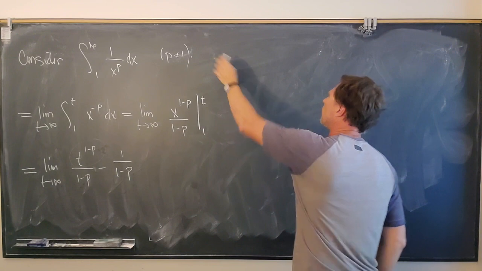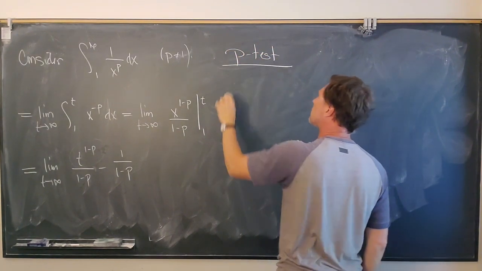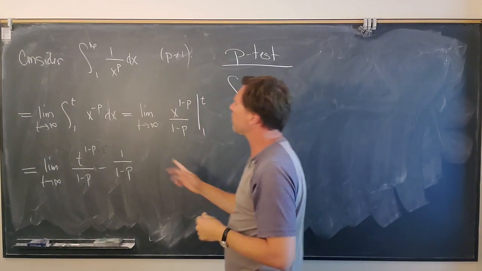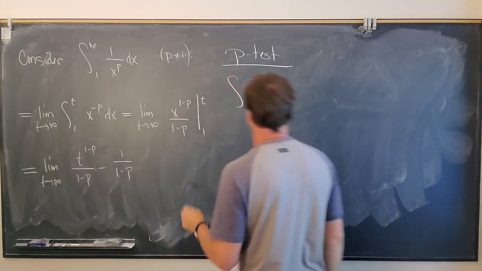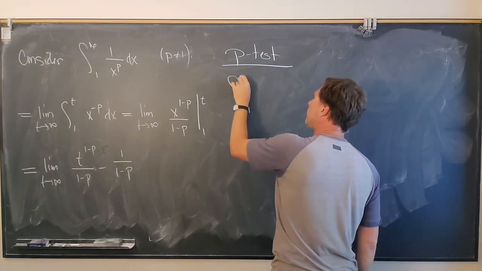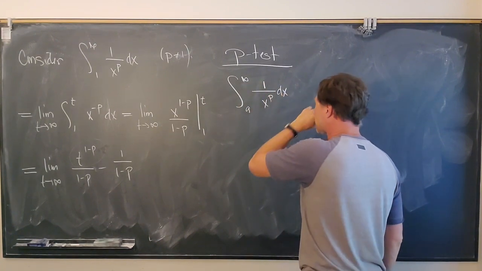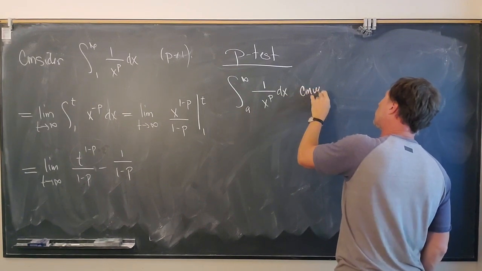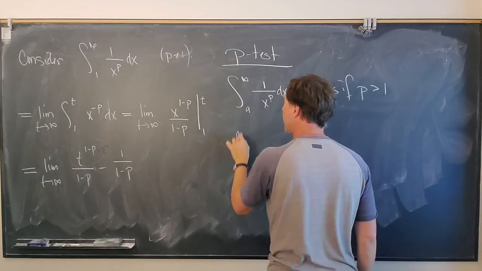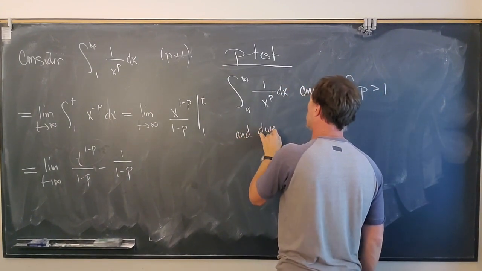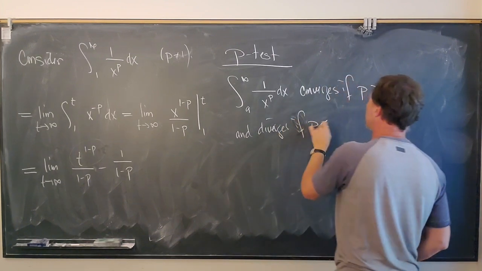And so that leads us to a theorem called the p-test, and it goes like this. I did this with a 1. It really doesn't matter what number I have here as long as it's greater than 0. So let's write it like this: the integral from a to infinity of 1 over x to the p dx converges if p is strictly greater than 1 and diverges if p is less than or equal to 1.